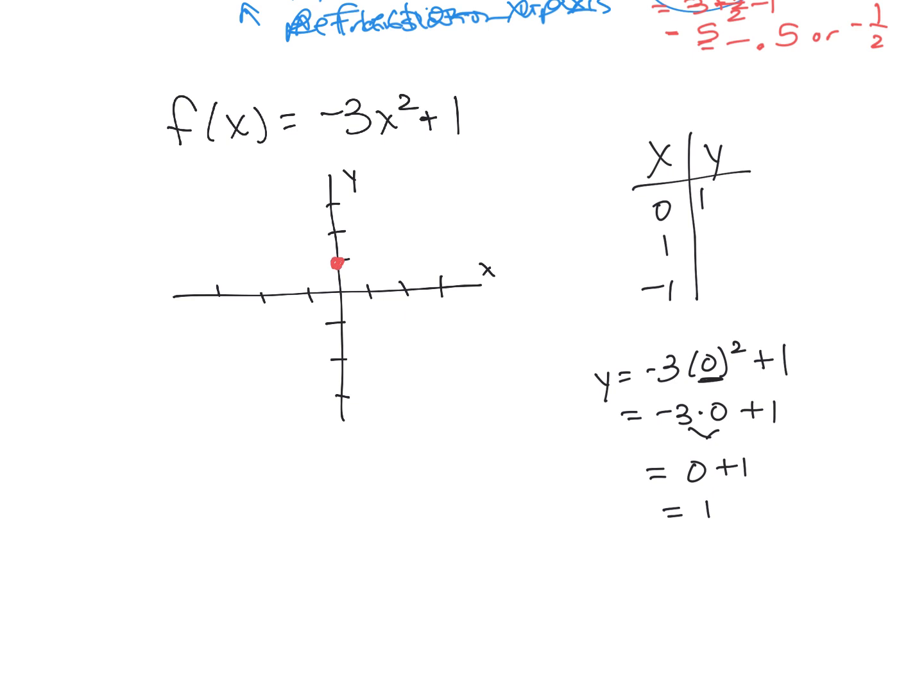I put it at a negative 1. Right? 0, so it doesn't move left and right. It just moves up 1, right? Y moves up and down.